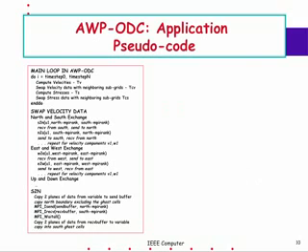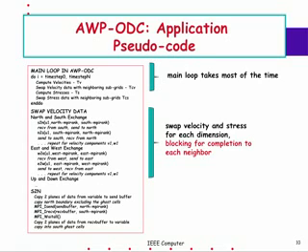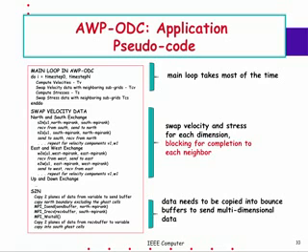Now here it is trying to show an application pseudocode. Broadly, you will see that on the left hand side we have a main loop, then some swapping of velocity data, and then the actual operations taking place. The main loop takes most of the time, that is on the top. Then in the intermediate step we swap the velocity and stress for each dimension, and it is a blocking call, and it waits for completion of each neighbor. And then finally we have the data which needs to be copied into bounce buffers to send the multidimensional data.